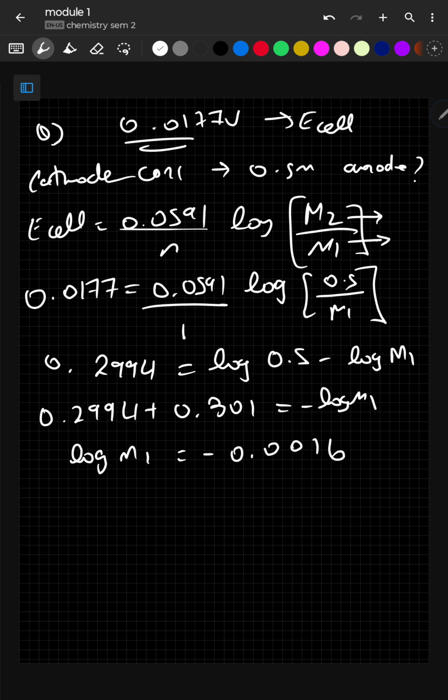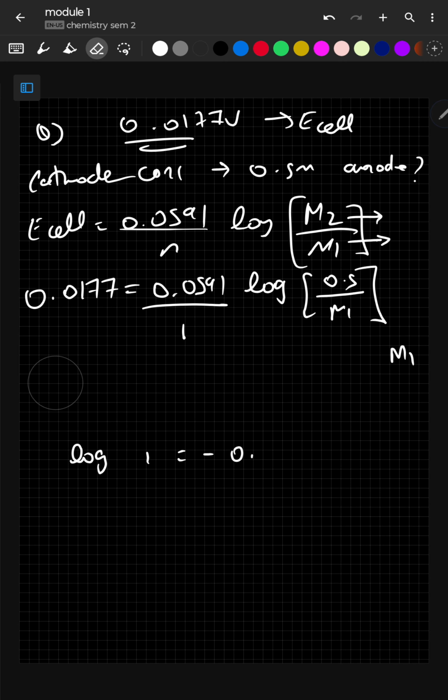I might have made a mistake, I'll just check. Now we want M1. It's going to be plus. Okay, somewhere I made a mistake. Let me just quickly cross check. So what they have done is they have not separated it like this. I think that's where I've made the mistake. This is a very common mistake which I've made.